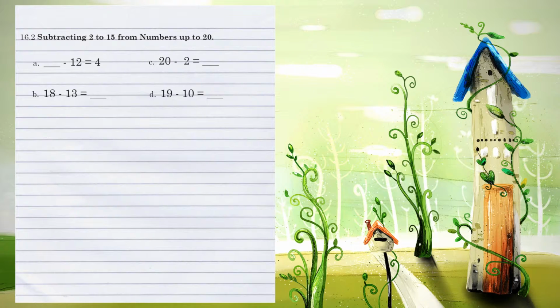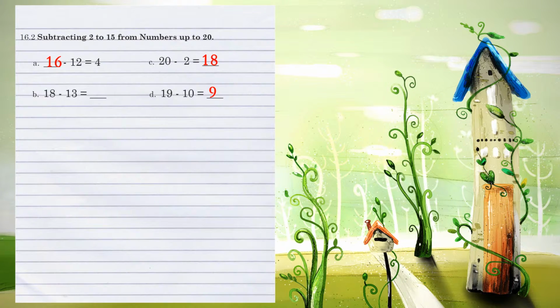16.2. Subtracting 2 to 15 from numbers up to 20. Example A. What number minus 12 equals 4? Let's work backwards because the 4 plus the 12 is going to give us our beginning number. So 4 plus 2 is 6. Then we have the 1 from the 12, so we started with 16.